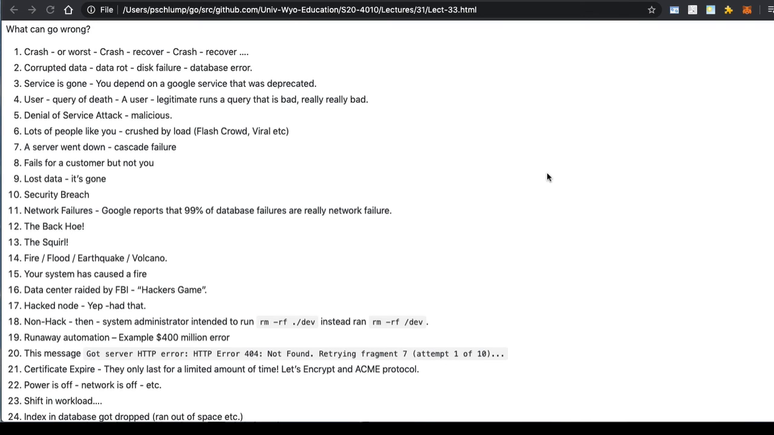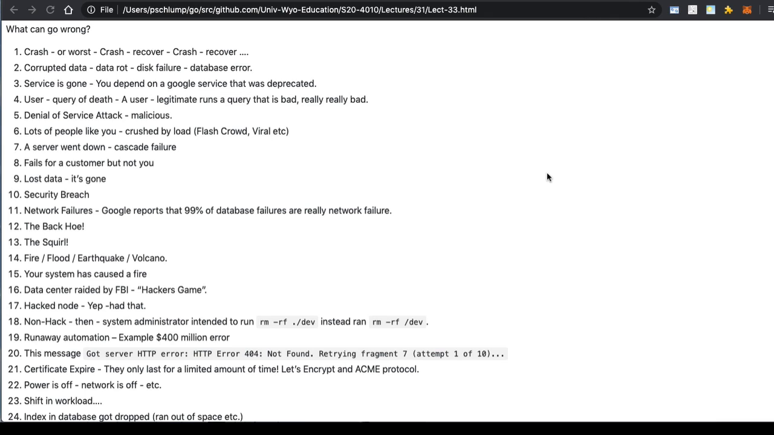Or you have actually had a node in your network hacked. You know, you can't exclude the possibility that you actually got hacked. It's real. I have been hacked maliciously, and yes, it is very real.